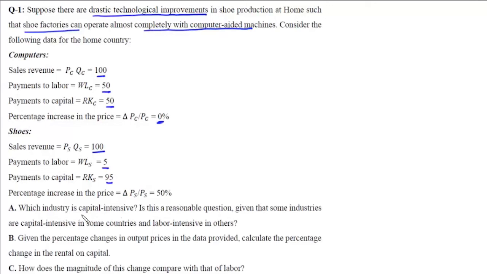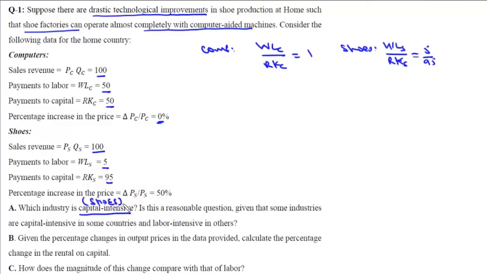Now the first question is, which industry is capital intensive? Now for computers, if we look at WLC upon RKC, this value is 1. Whereas for shoes, WLS upon RKS, it is 5 by 95. So in this case, computer is more labor intensive, whereas shoes is more capital intensive. Now with the given percentage change in the output price, we need to find percentage change in rental on capital.